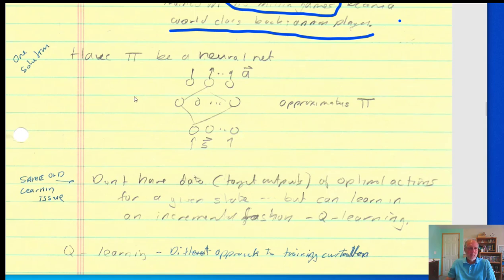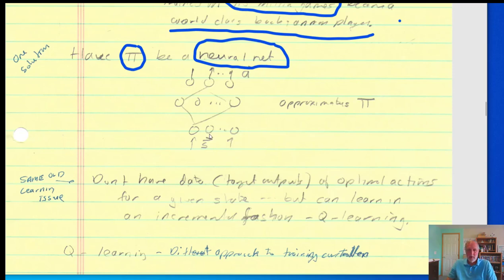All right, so one question is, how do you create this pi policy? This is a controller. How do we get it? What do we do with it? How do we arrive at it? One way is to make pi a neural network, which fits in with what we've been doing in this class all along: create a controller that's a neural net.